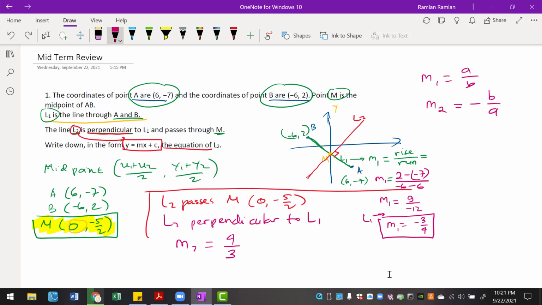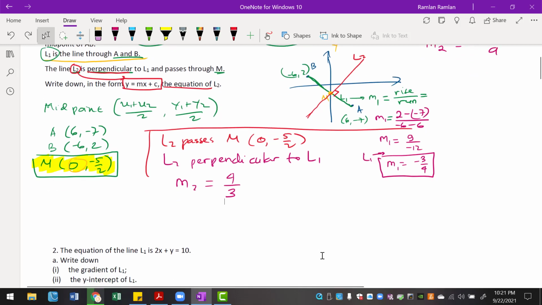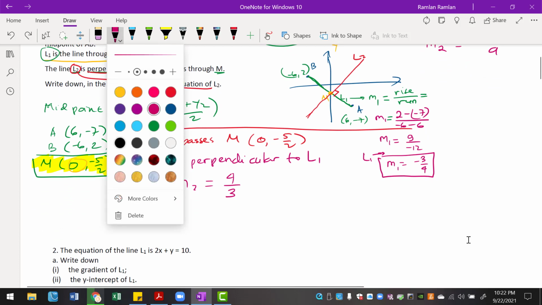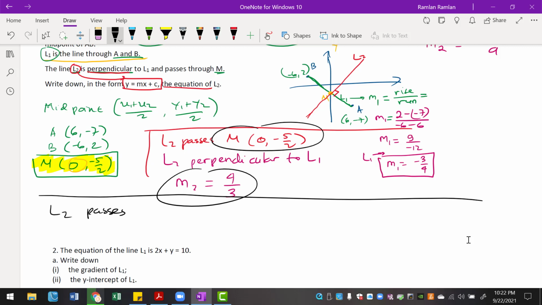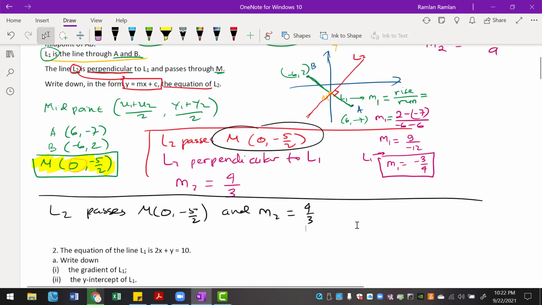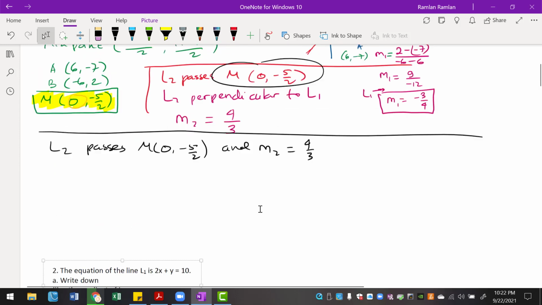Okay, so now we have all the materials to construct the line equation. In conclusion, we only need to do one more step. We have all of the ingredients here, because we know that L2 passes through point M, whose coordinates are 0 comma minus 5 over 2, and has a gradient of 4 over 3. Now, since I have these 2 pieces of information, I can just use the formula to construct the line equation. So I'm going to put this down here.